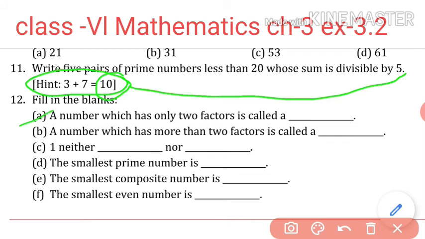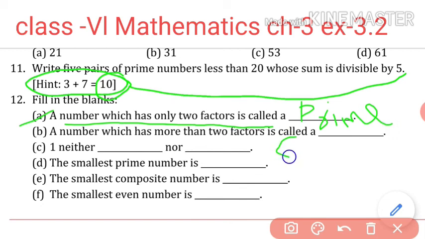Now question number 12. Fill in the blank. Fill in the blank A. A number which has only 2 factor is called a what? Prime number, isn't it? A number which has only 2 factors. So 1 and itself, isn't it? The definition of prime number means what? A number which has a factor as 1 and itself. So it will be what? Prime number. P-R-I-M-E. Prime. Okay, this is prime.